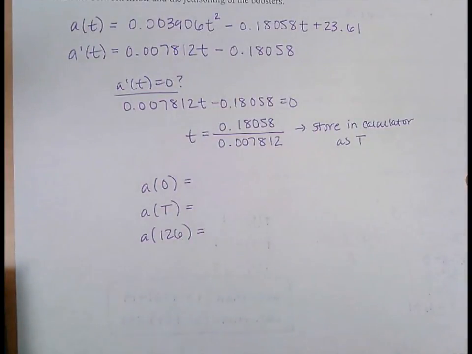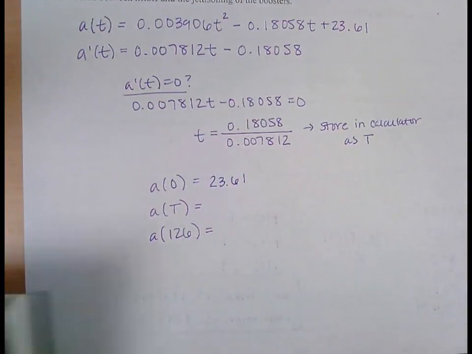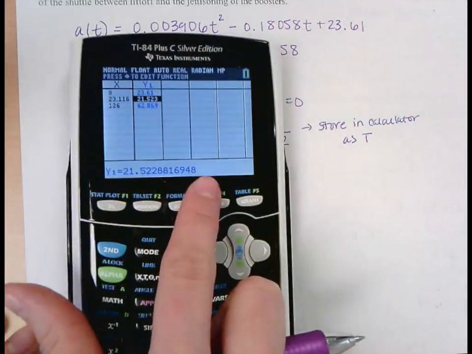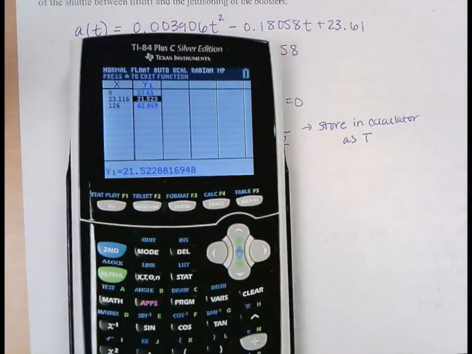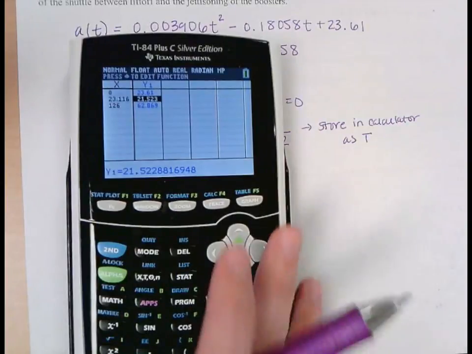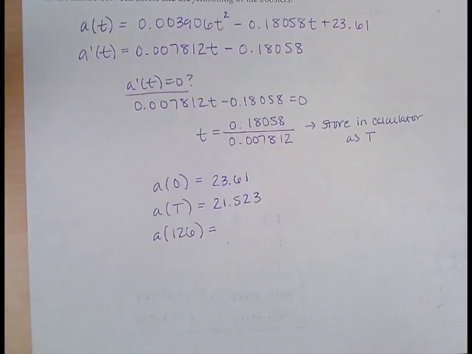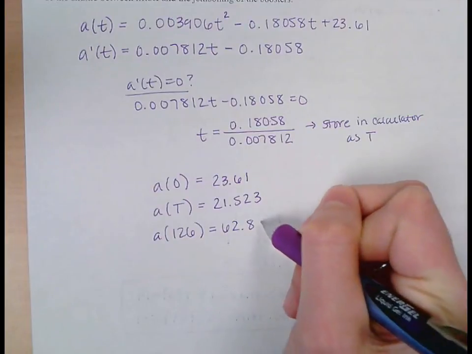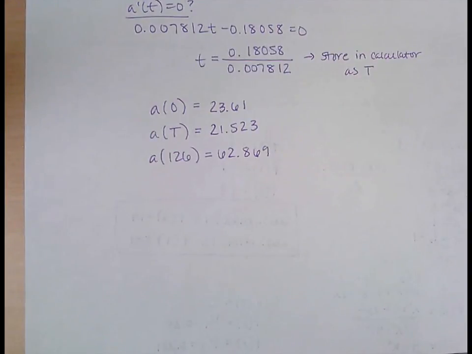So for example, at 0, it's just 23.61. And then again, if you're using this feature, highlight the number in your table, because then it'll show more decimal places on the bottom. You're not just limited to what they have in the table. I know they're giving you 3, but sometimes they don't. To 3 decimal places, yes. And then this was 62.869.